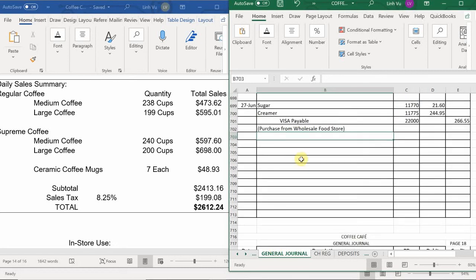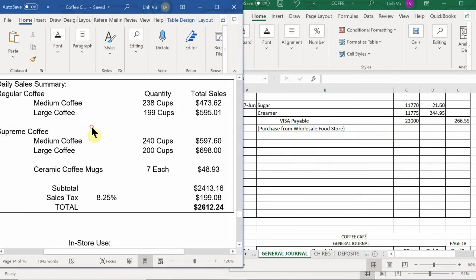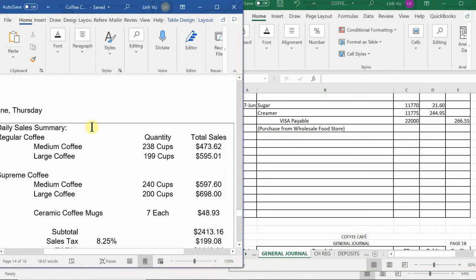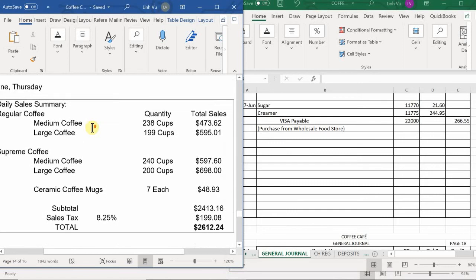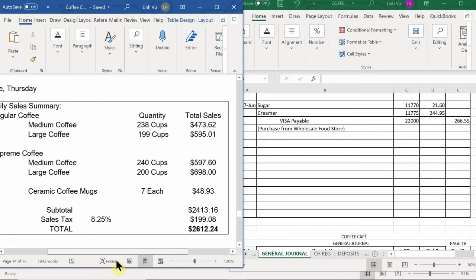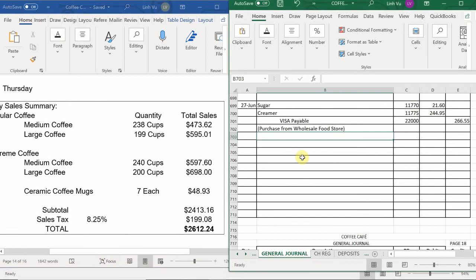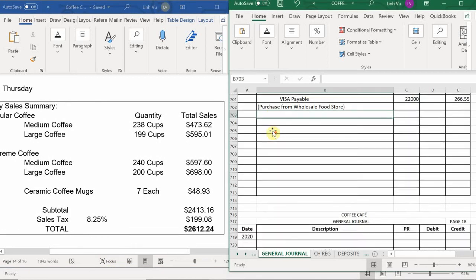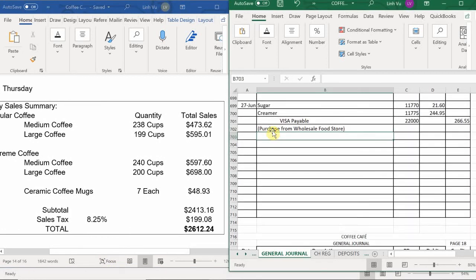Last but not least, we have our ending sales for the end of the day on the 27th. Let's take a look at what we have here. Here are our coffees, here are our sales. In this case, you might have to break up your transaction. So you do your first one, and then you'll do your cost of goods sold on the next page.